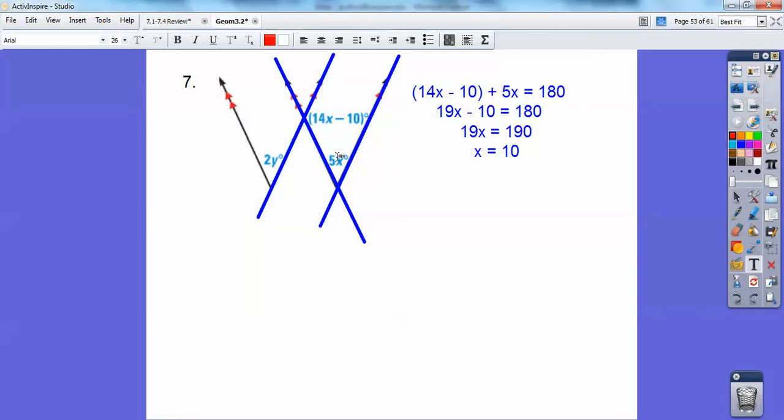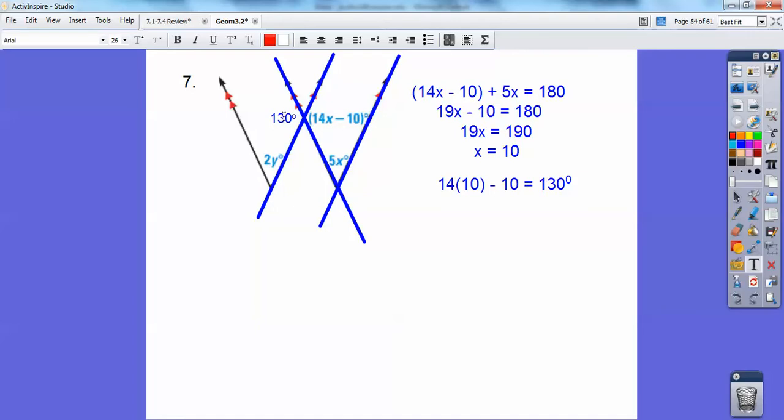And then since x equals 10, I'm going to plug in 10 right there to get this angle measure right there. So watch this, you guys. When I plug in 10 into 14 times x minus 10, I get 130. Well, this angle and this angle are vertical angles. So if this angle is 130, so is this angle. This angle is 130 also.